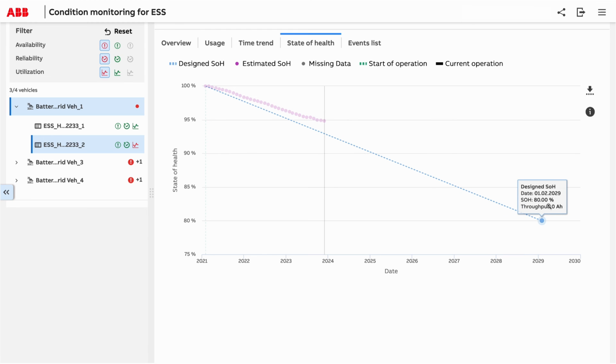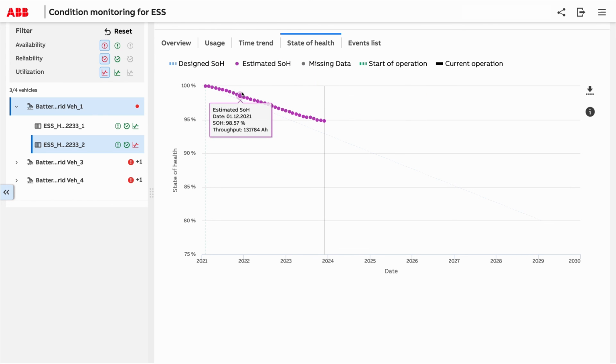The blue dashed line shows the expected gradual degradation of the product's performance as it reaches its end of life. The purple dotted line shows the current estimated degradation. A purple over a blue line shows that our traction battery is aging slower than expected, which is a good sign.